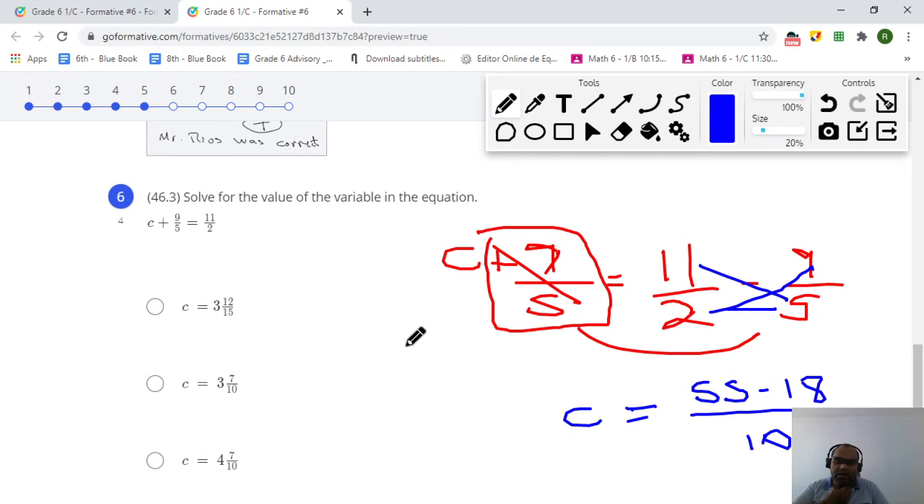Nice. Let's solve this one right now, guys. 55 minus 18, if you subtract this, you take away 5 here, 13 over here, 50, 13, 40, and more 3, 37. c equals 37 over 10.